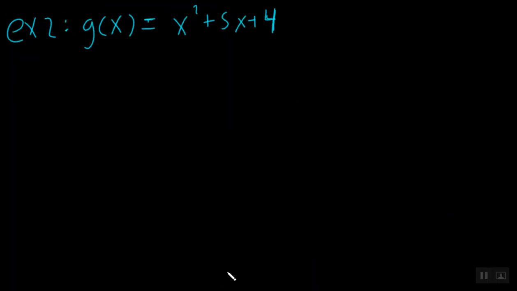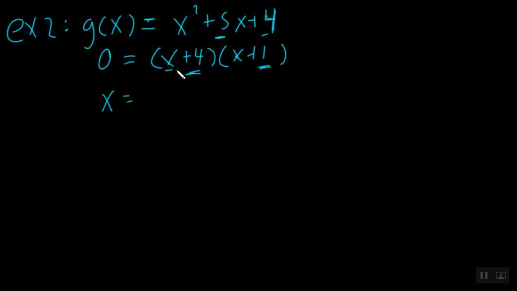Okay, in example 2, we have g of x is equal to x squared plus 5x plus 4. Now, what if I said, you know what, there's an easy way to solve this. I'm simply going to factor into x plus 4 and x plus 1. And I know that it's 4 and 1 because 4 plus 1 is 5 and 4 times 1 is 4, and that's easy. And look, in order for this to be 0, x is literally just the opposite of positive 4. So x is negative 4, and x is the opposite of positive 1, so negative 1.